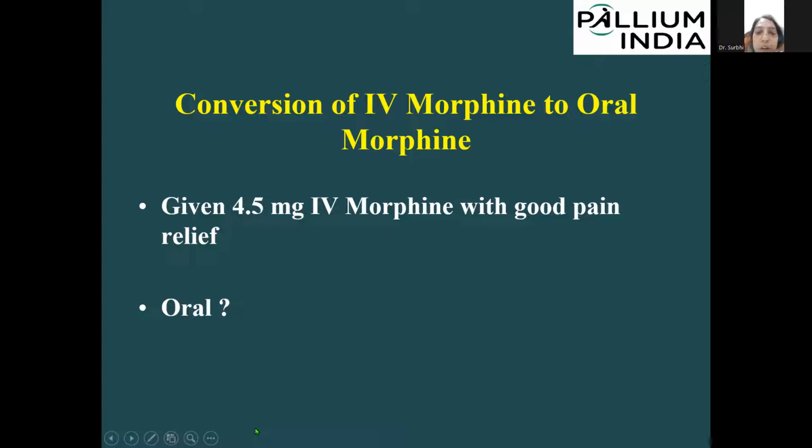Sir, will the drug dose be equal for every body weight, or is it different with different body weight? For children, it will be different. I will share the doses for children. So this patient received 4.5 milligram of IV morphine. And how are we going to convert this into oral morphine when you send the patient home?